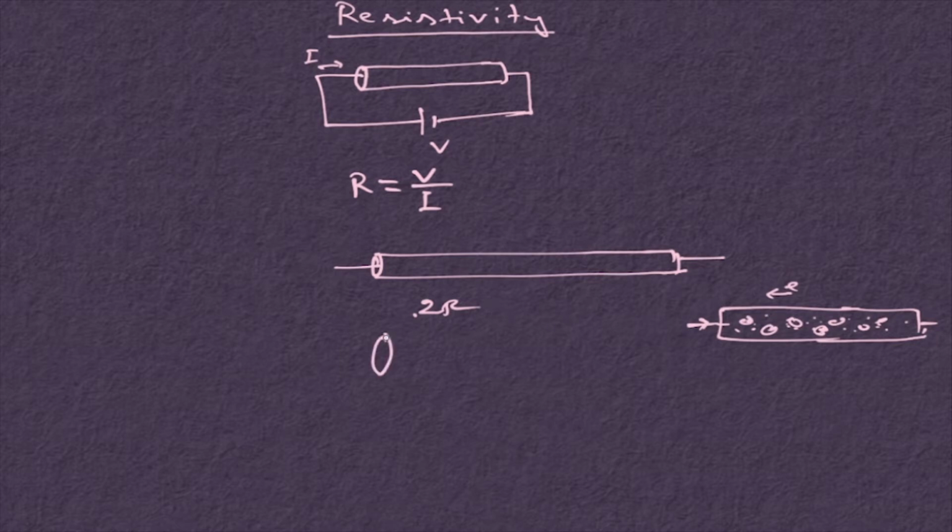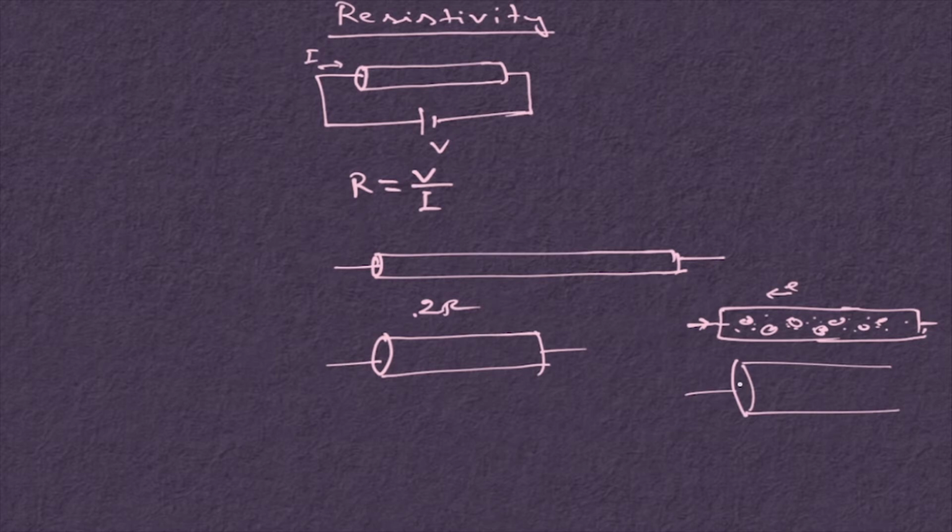Similarly, if the cross-sectional area of the conductor is made twice, then what will happen? If the cross-sectional area is increased, the electrons will be able to travel more freely, and the resistance they face will be reduced. That's why if the cross-sectional area is increased, the resistance will decrease.